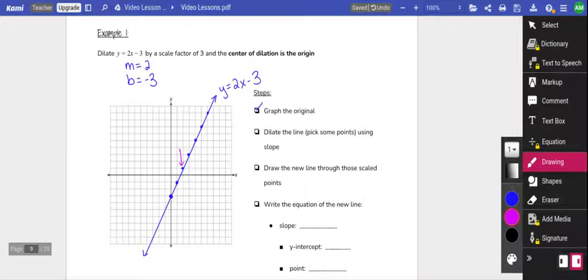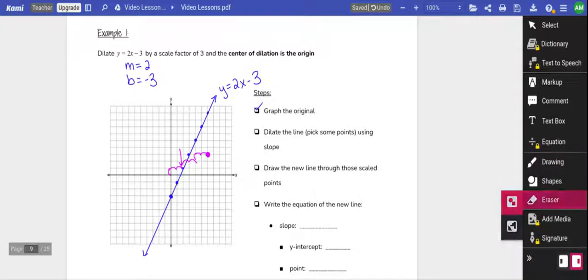So I'm going to start at my center, and to get to that point, I would go up 1 and right 2. Now, because my scale factor is 3, I'm going to repeat this 2 more times because currently that's a scale factor of 1. So I'm going to do the same pattern, up 1, right 2, up 1, right 2. And this is a new point. I just dilated that one point with a scale factor 3 centered at the origin.